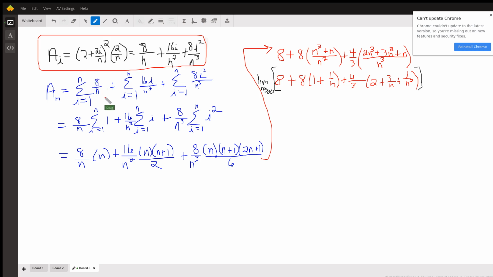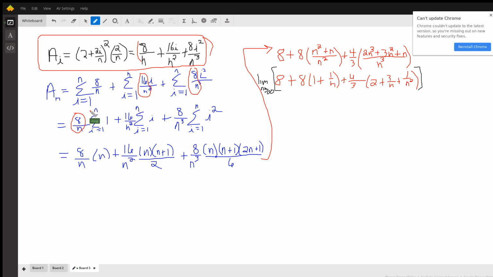But using summation theorems, we can break the summation of this entire thing into separate terms: the sum from i equals 1 to n of 8 over n, of 16i over n squared, of 8i squared over n cubed. And now any expression that doesn't contain the letter i is a constant. So another summation theorem is that I can put the constants out front of the summation notation. So here I've pulled out an 8 over n, the 16 over n squared, and the 8 over n cubed.